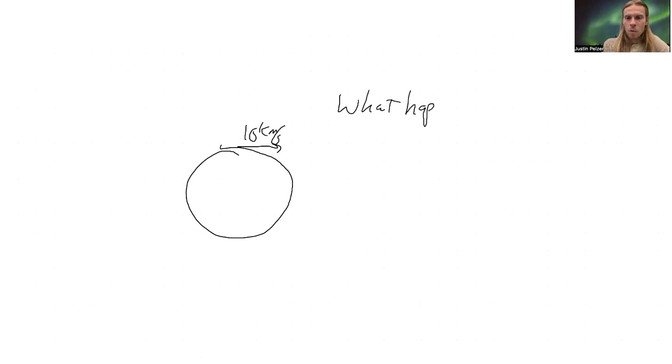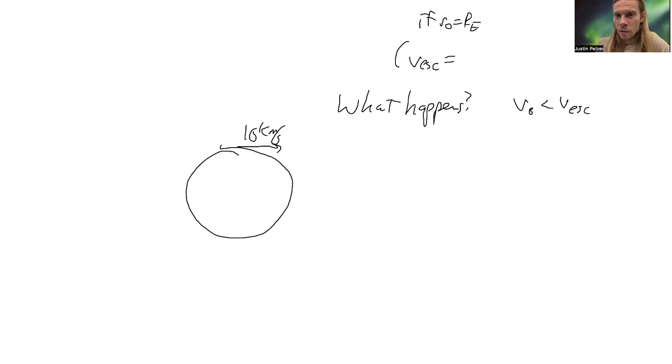What if we move sideways at 10 kilometers per second? What happens? That's the question. Well, one, V initial is less than V escape, because we just saw that V escape here, if we're starting off at the surface of the Earth, is 11.18 kilometers per second. If I'm only going 10, then I'm not going to escape.